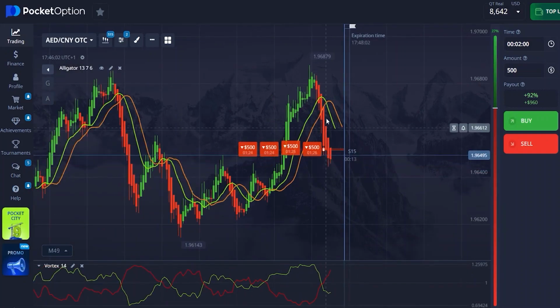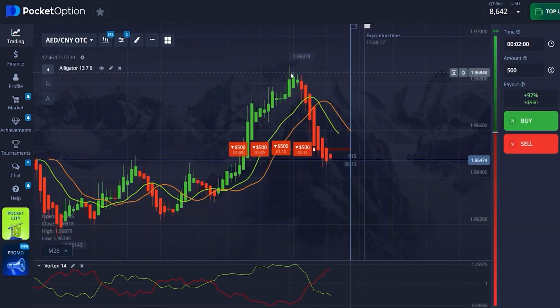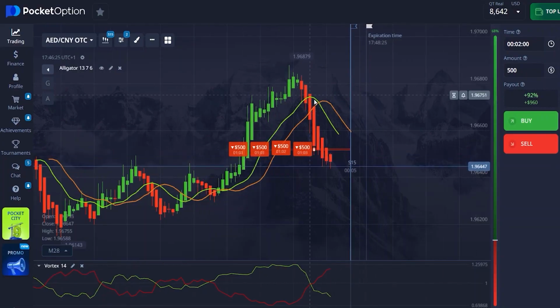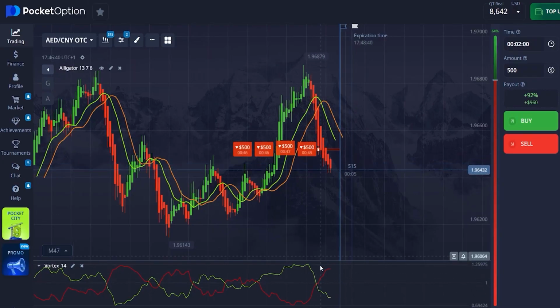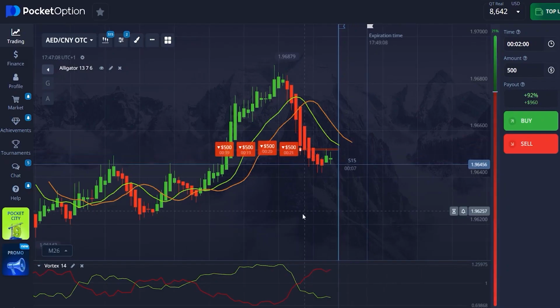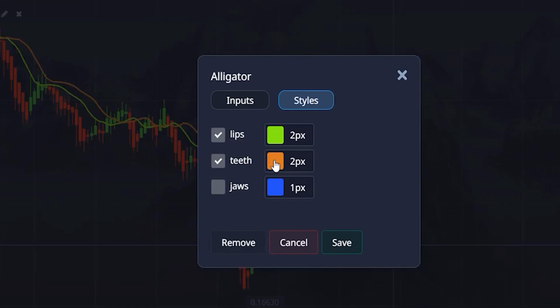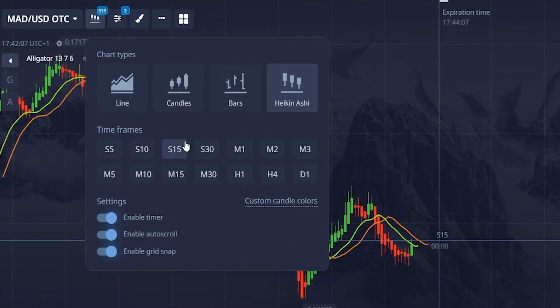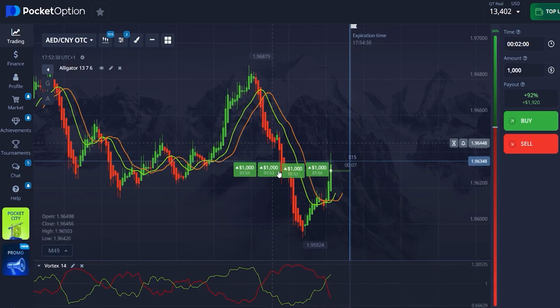In this video I'm going to be sharing with you how I combine two indicators to create a high probability strategy. I make use of Alligator and Vortex indicators to find an entry level into the market. I'm going to be sharing with you how I find an entry level into the market, the settings of those indicators, the exact candle time frame, and also the expiration time I use with this strategy. Everything I'm going to be sharing with you right here on this video.